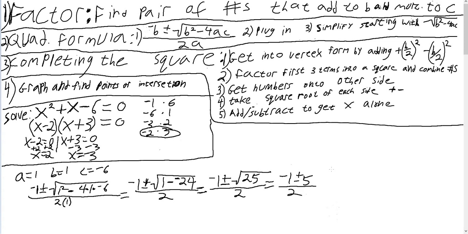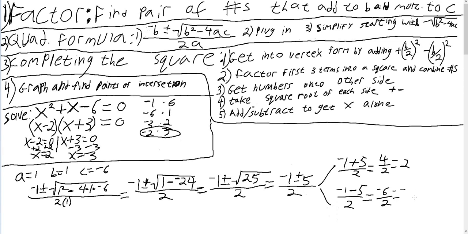Next step, negative 1 plus or minus 5 over 2. Now I split it up. Negative 1 plus 5 over 2, negative 1 minus 5 over 2. Okay, step by step. Negative 1 plus 5, if you don't know, plug it into your calculator. It's 4 over 2. That gives us 2. Negative 1 minus 5 is negative 6 over 2. Gives us negative 3, which is the same as what we got before, which is good.